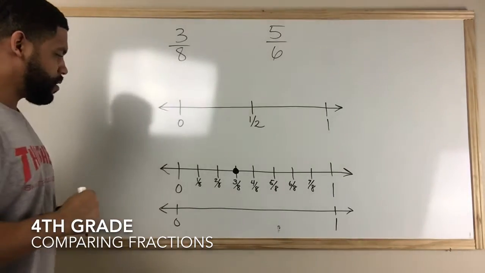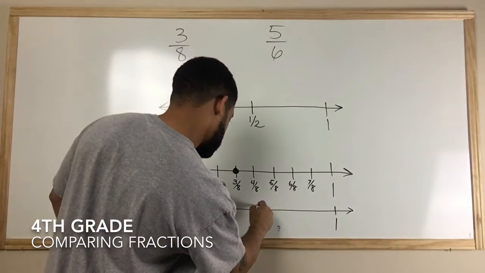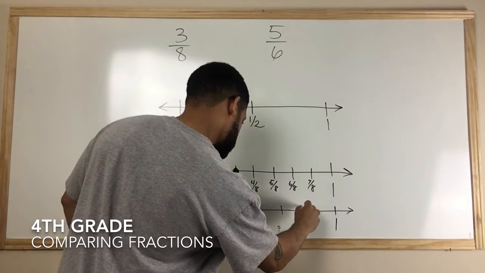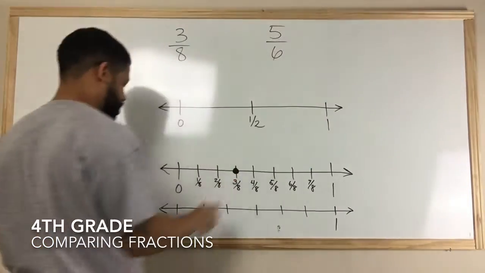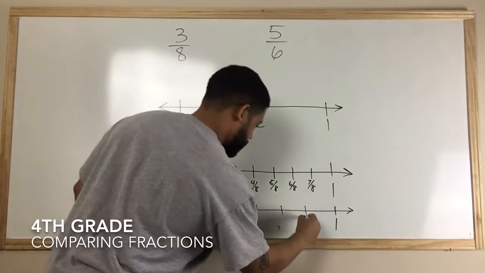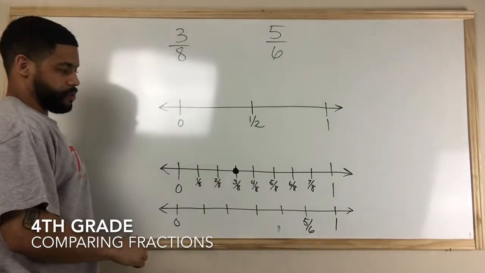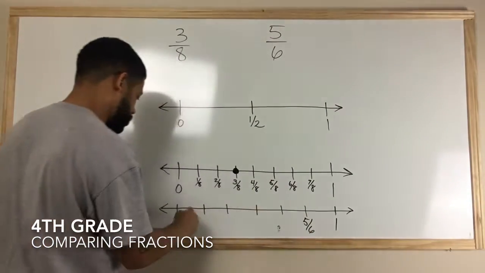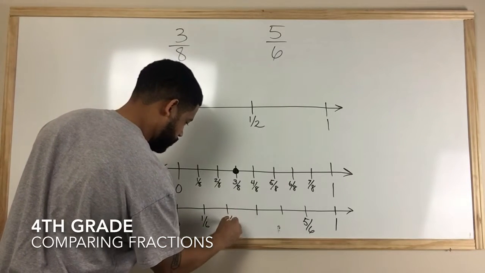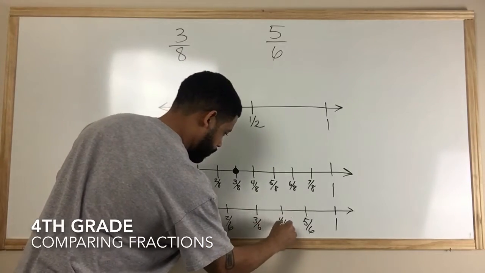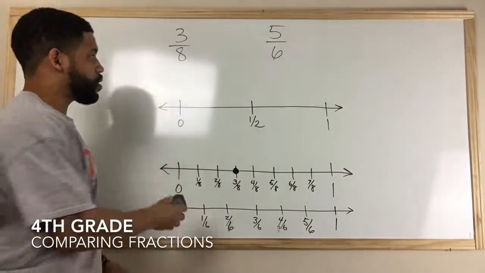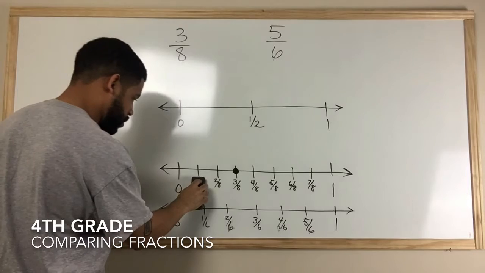Now, let's see with the 5/6. So we're going to take this one and break it down into 6 pieces, okay? So 5 out of 6. So we have from 0, 1/6, 2/6, 3/6, 4/6, 5/6, okay? Sorry about that. All right, so I have all of the fractions written in there, but I'm going to erase the ones except for 3/8 and 5/6.